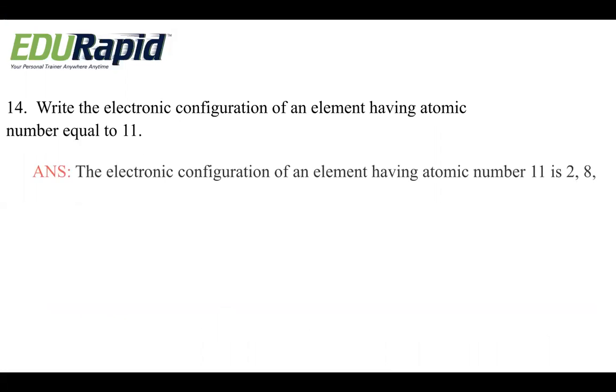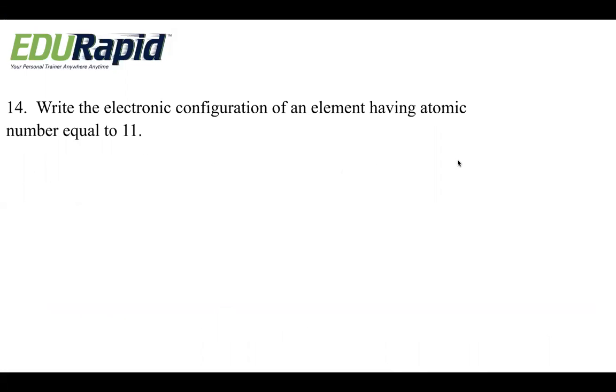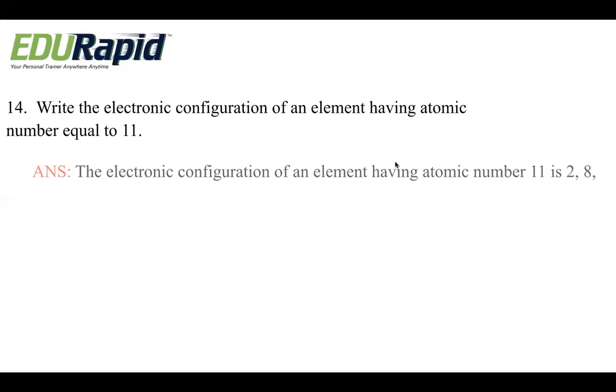So next one. Write the electronic configuration of an element having atomic number equal to 11. It is simple. As I told you, that is sodium, which has atomic number 11. So it is 2, 8, 1.